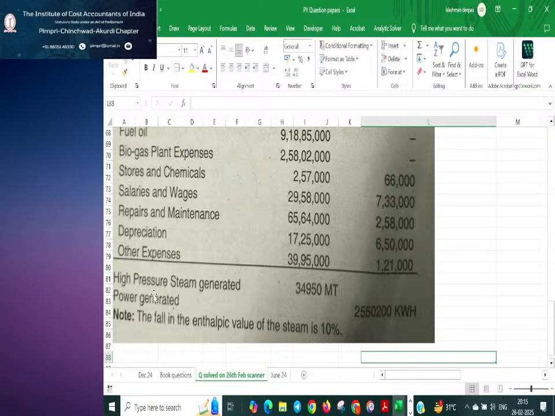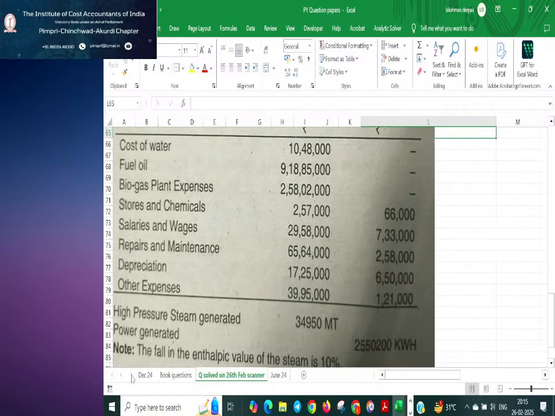What is the thing? High pressure steam generated is this much, this is the output, and power generated is this much. Got it? So what you are going to do? You are just directly going to prepare a cost statement for steam. Adding all these things will be the total cost of steam. At each and every stage, you are going to find cost per metric ton by dividing this amount by the output. Got it? So this you can easily do it. So you take this for practice. But they have given a note.